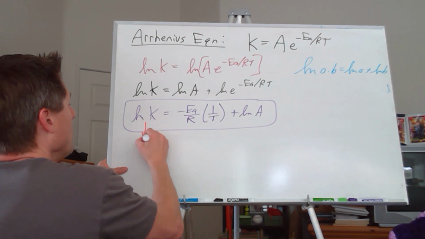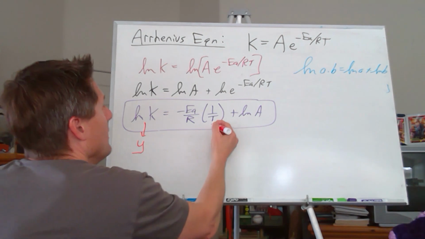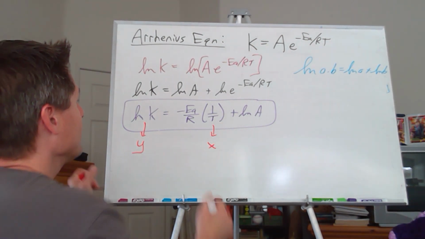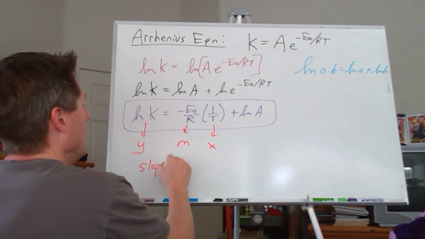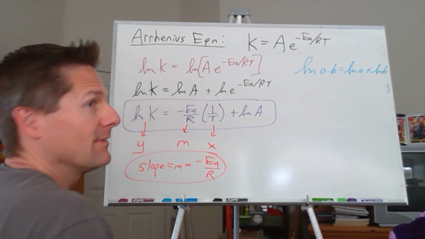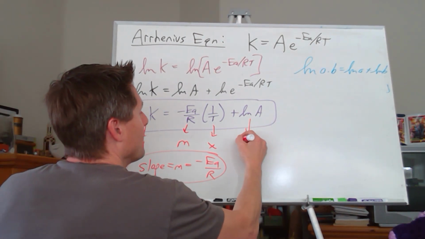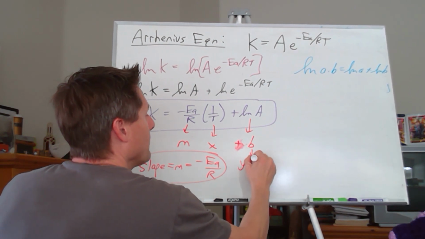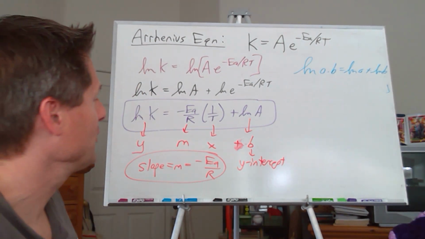So the log of the rate constant will be your y-axis. The 1 over temperature value will be your x-axis. Your slope is m. That will be negative Ea over R. We're going to be using that right on. And then the log of the pre-exponential factor is your plus b, or your y-intercept. Good little review there from our kinetics activation energy talk.